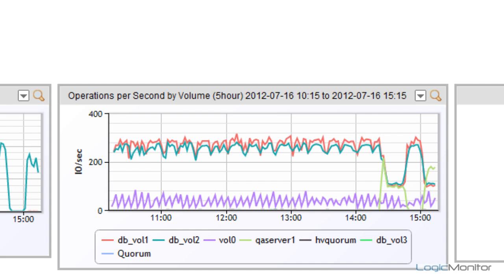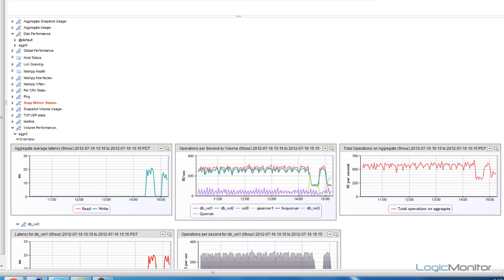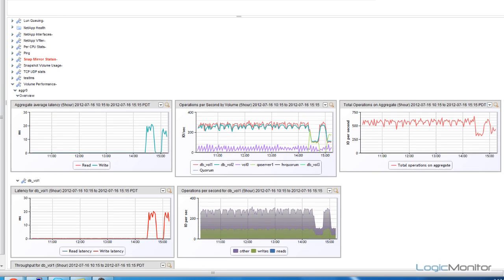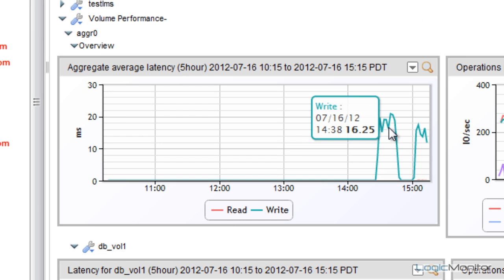One of the handy tools in LogicMonitor is we have tools that show you overviews of the aggregate. Obviously, you only want to see on an aggregate level the volumes that share an aggregate, because if the volumes are on different aggregates, they're not going to impact each other, at least not in terms of spindles. So looking at the aggregate overview, we can see the average aggregate latency jumped. If the volumes share an aggregate, they're going to share similar latency characteristics.